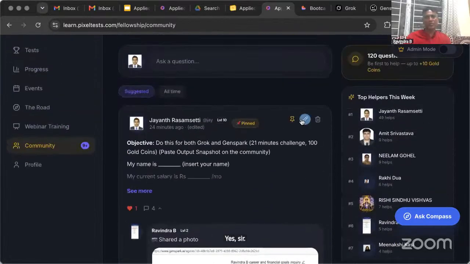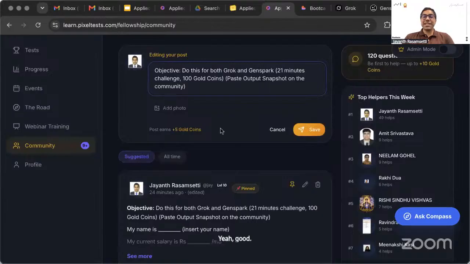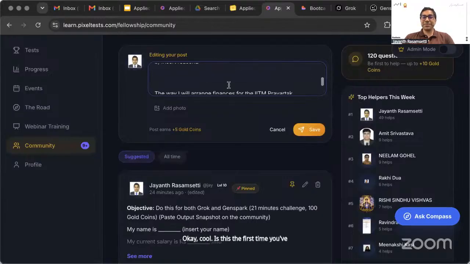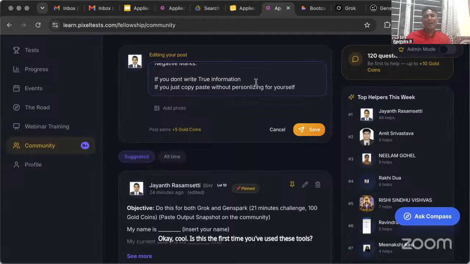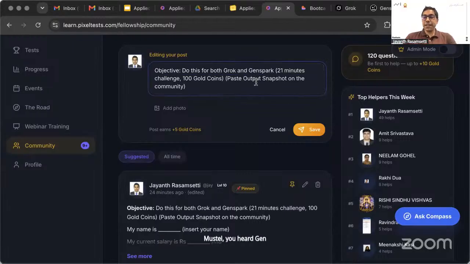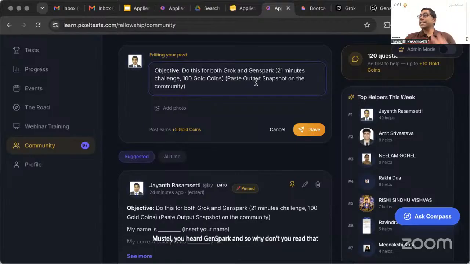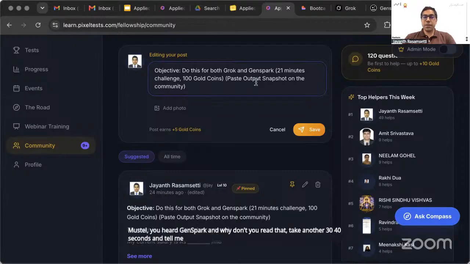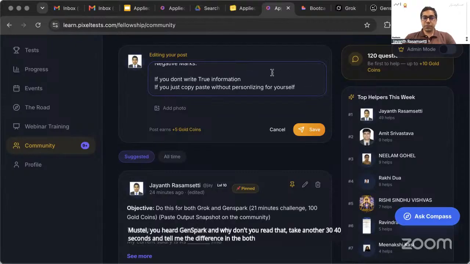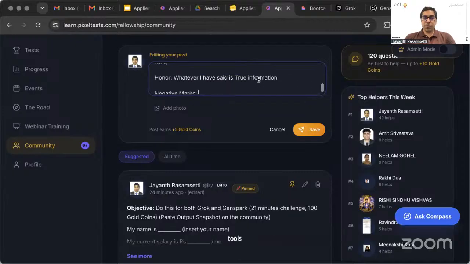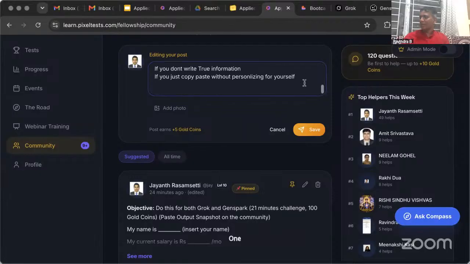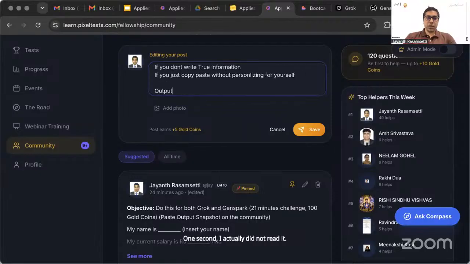Yeah, good. Okay, cool. Is this the first time you've used these tools? First time I heard only. First time you heard GenSpark and Grok. So why don't you read that? Take another 30-40 seconds and tell me the difference in the both tools. One sec, I actually did not read it. That's okay.